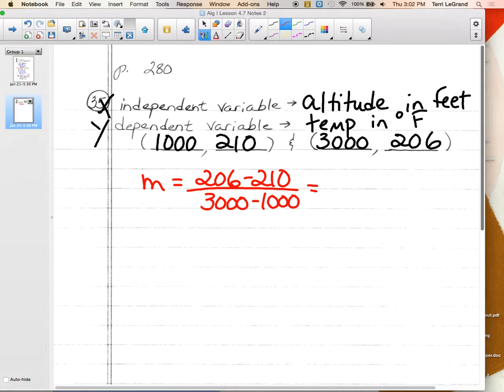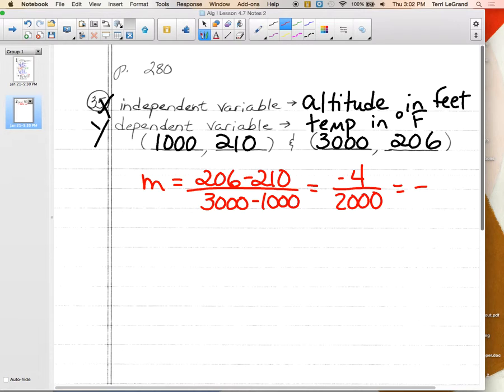Justin, 206 take away 210 is? Negative 4. Justin, 3,000 take away 1,000 is? 2,000. A negative divided by a positive is a negative. I wonder what 4 divided by 2,000 is. Is it 500? Yes. No.